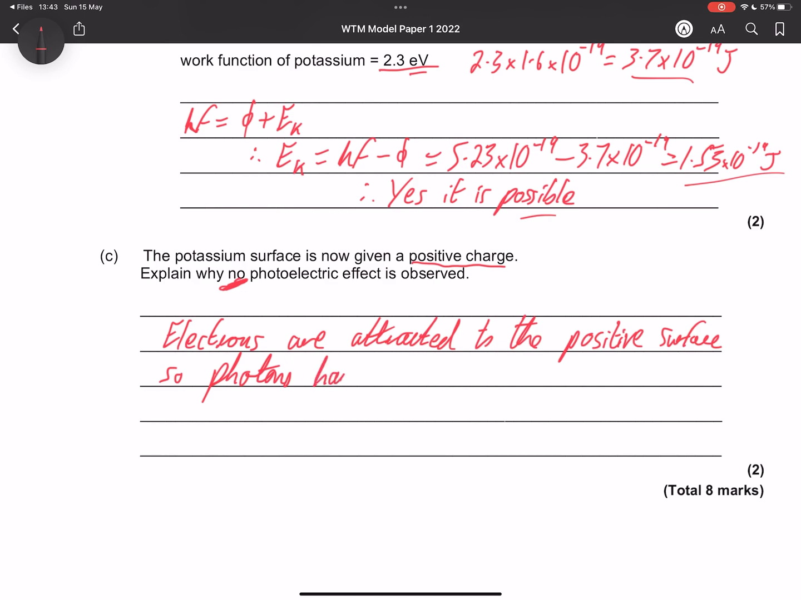So if they did leave, they would be pulled back immediately. So the photons will have insufficient energy to liberate the electrons. You could describe this in terms that a far higher value of energy would be required to remove the electrons against the attraction of the positive charge that's been added, something along those lines. It's quite flexible as long as you get that idea that it is against the force that you're acting.